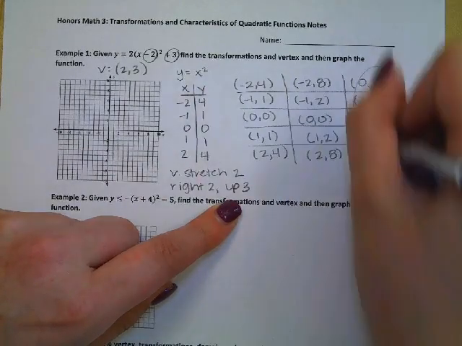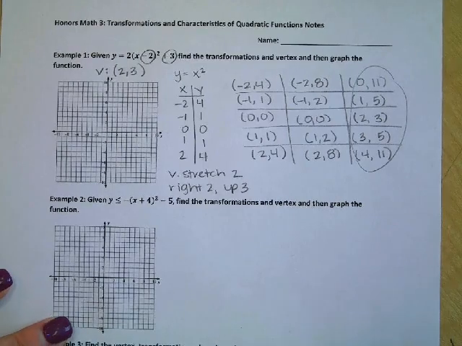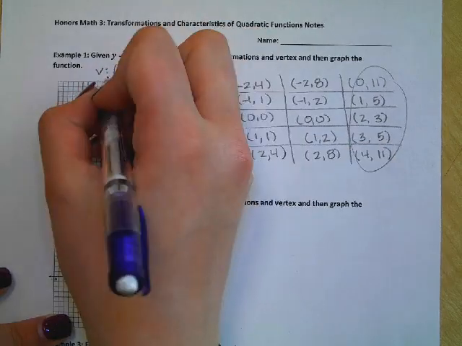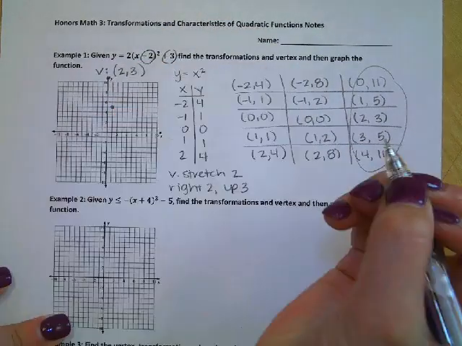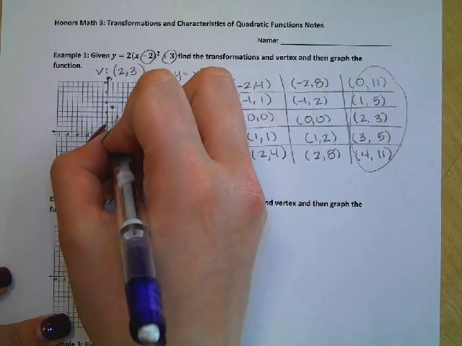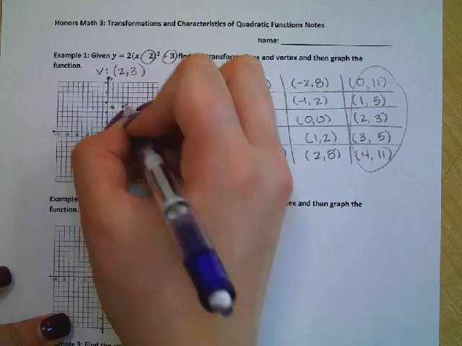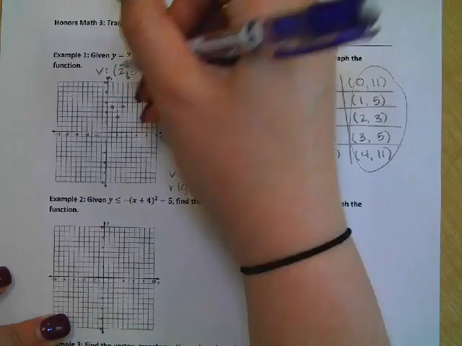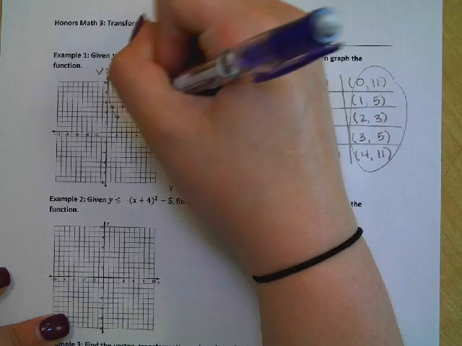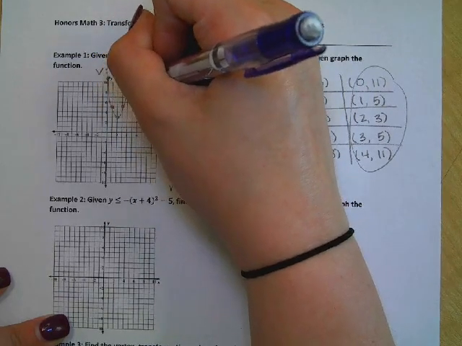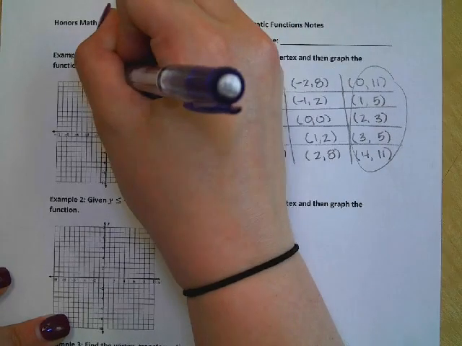And then the points in the column at the end are the points that we graph. So we've got (0, 11), (1, 5), (2, 3), (3, 5), (4, 11). So make sure I got my arrows.